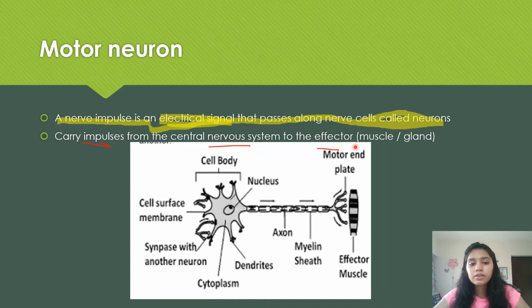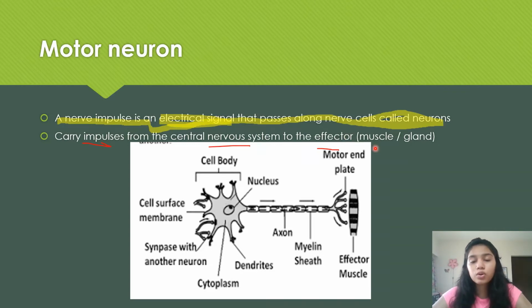So if I tell you that there is a motor impulse that is traveling to, let's say, the bicep, your bicep is a muscle and your muscle is an effector. So in a case study, if you're asked to identify the effector, you should know that the effector is going to be your bicep muscle, or let's say your adrenal gland or your pancreatic gland, whatever it is.